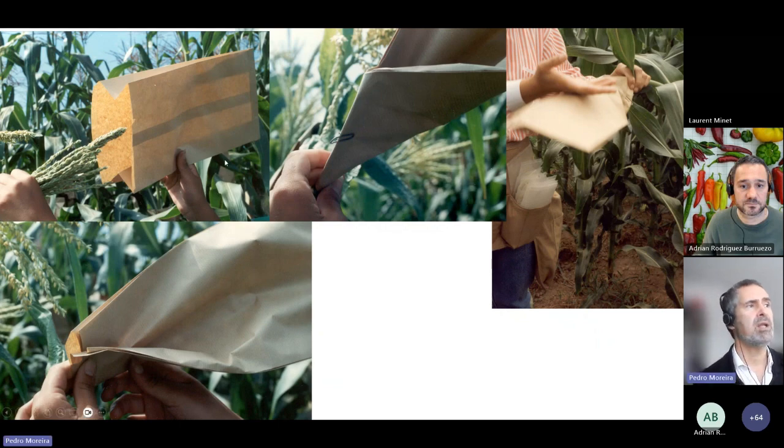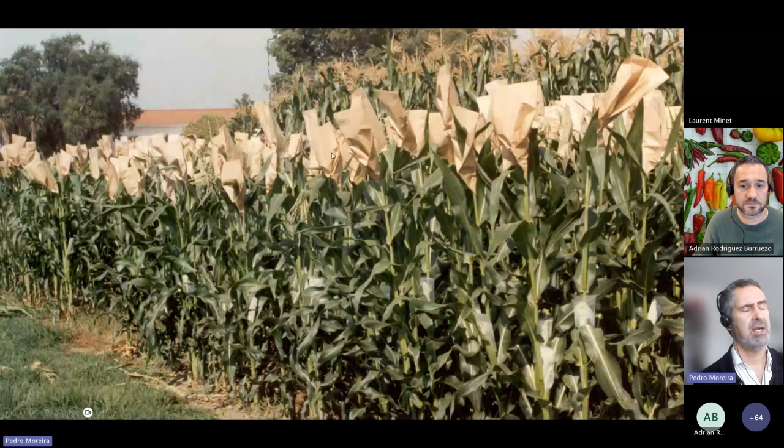But what we knew after is that the pollen has a duration of less than 24 hours. So this means that from one day to the other, the pollen from the previous day is almost gone. So you will not have problems of other pollen that you don't want to be there.